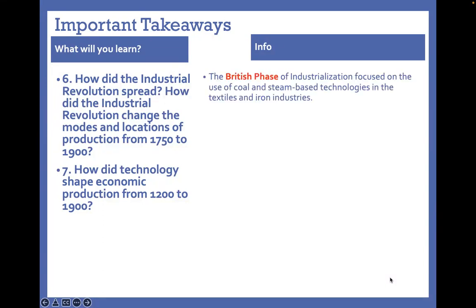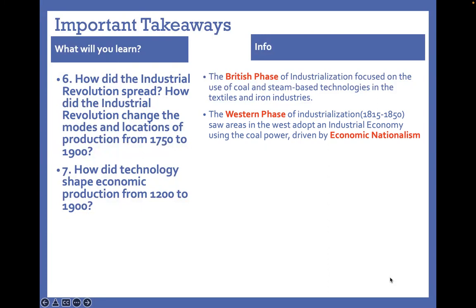So, one key takeaway would be that the phases, the British phase focused on the use of coal and steam in the textiles and iron industries, and that the Western phase saw areas adopt industrialization. They still use coal power, but now they're being driven by economic nationalism. So you're seeing greater government involvement and you're seeing new industries to avoid competing with the British.